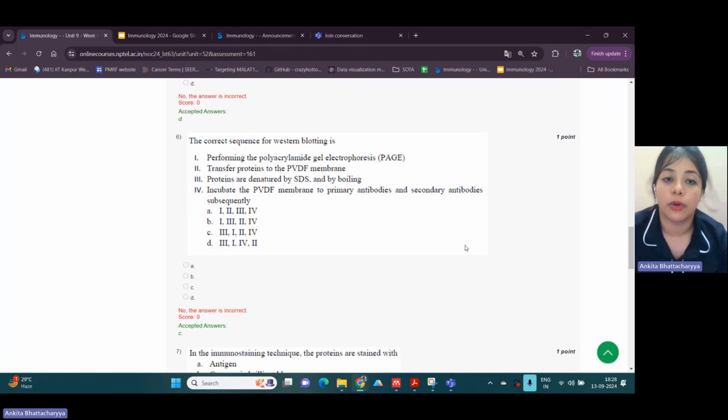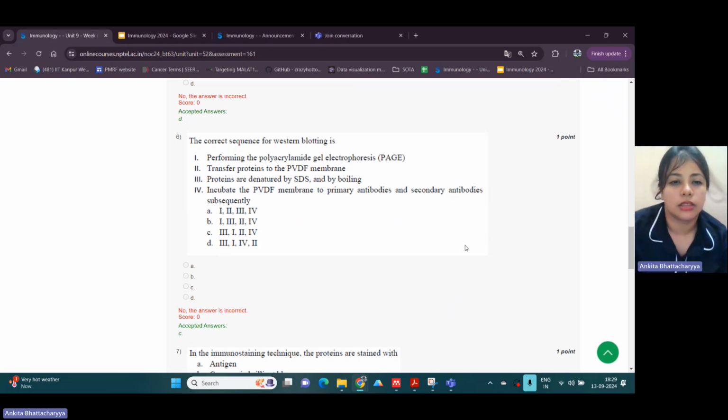So first is about performing the PAGE, or SDS-PAGE or a non-denaturing PAGE, which is polyacrylamide gel electrophoresis. Literally meaning that you are using a polyacrylamide gel and pushing current through it to allow the separation of proteins. That's what the technique does. Once proteins are separated based on their mass or molecular weight, you need to transfer them onto a PVDF or a nitrocellulose membrane. Therefore, that becomes a step.